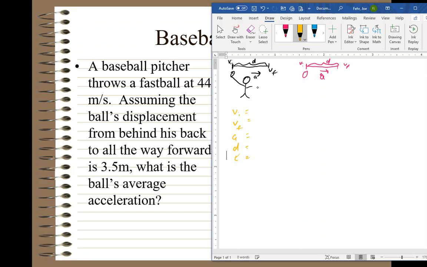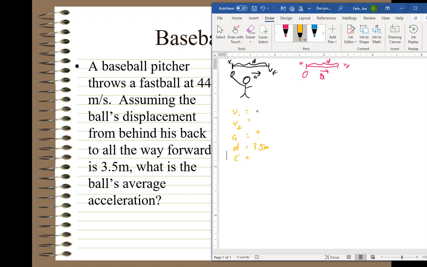Okay, and what do we have? We've got 44 meters per second. I'm not sure if that's initial or final velocity. I'll have to get back to that. Moves forward 3.5 meters. That sounds like a displacement to me, 3.5 meters. We're looking for the acceleration, so that's my question mark. Oh, shoot, I don't know which velocity it is.